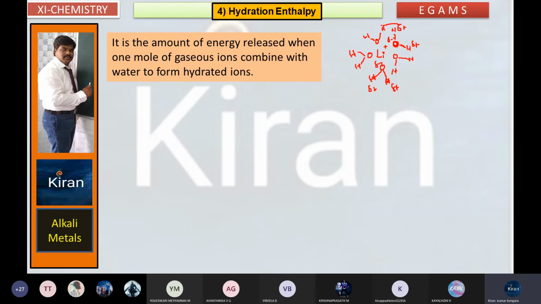That is the reason you are going to get a cluster. This is the hydrated ion. At this time, some heat is released. This released heat is termed hydration energy.